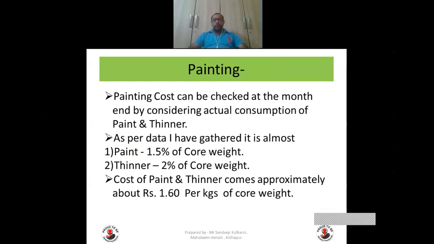Then we go to painting cost. Painting cost can be checked at the month end by considering actual consumption of paint and thinner. As per data I have gathered, it is almost rupees 1.6 per kg of core weight, considering paint around 1.5% and thinner 2%. It will also depend on your surface area of the core and core geometry, but it is an average cost I have taken.